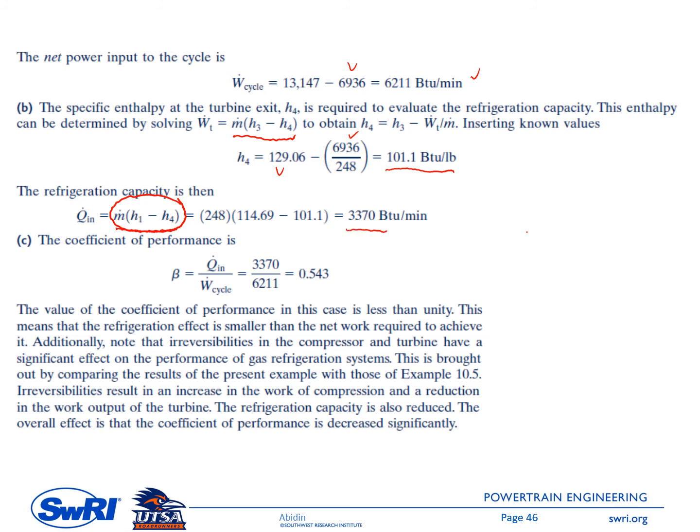So Q dot in here is 3370 BTU per minute. And then the COP or beta is the ratio between Q dot in and W dot cycle. So you will get a beta of 0.543. If you compare beta of this answer with the one from the previous example, this beta is much smaller. Why? Because we have internal irreversibility inside the compressor and the turbine.